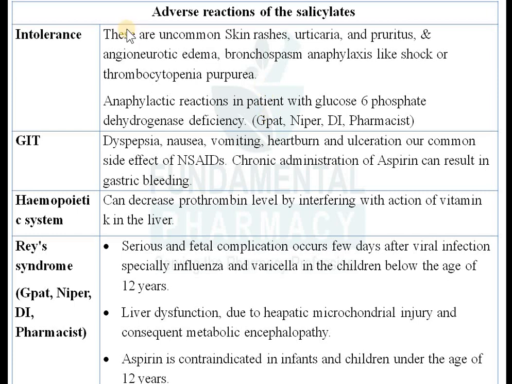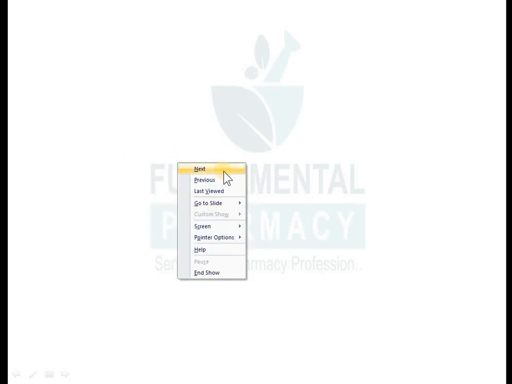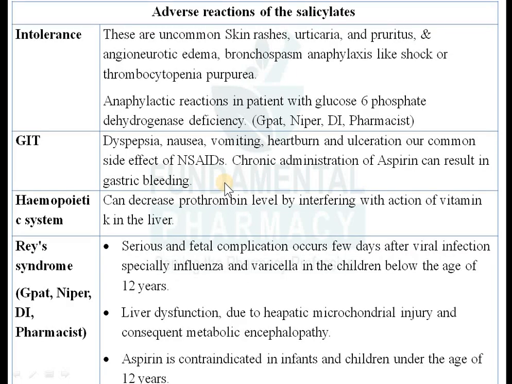Thrombocytopenia means abnormal increase in the thrombocytes. Thrombocytes are blood cells. So abnormal increase in the thrombocytes, that is thrombocytopenia. So these will be the intolerance reactions. Anaphylactic reactions occur in patients with glucose 6 phosphate dehydrogenase deficiency. This enzyme, glucose 6 phosphate dehydrogenase, is genetically absent in some people, and in them salicylates will show anaphylactic reactions.